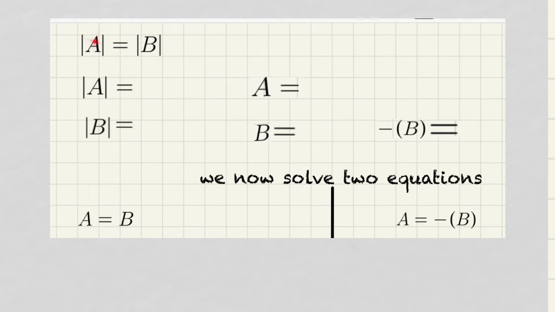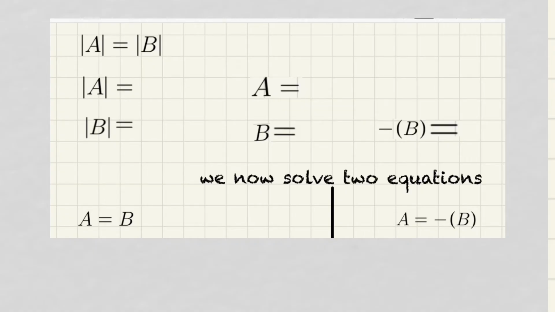Whatever this is, you transfer right here. Whatever absolute value b is, you transfer there. Next, you take away the absolute value bars and put A, and take away the absolute value bars and put B. The only caveat is the negative, which will show up when you solve the two equations: A equals B and A equals negative B.